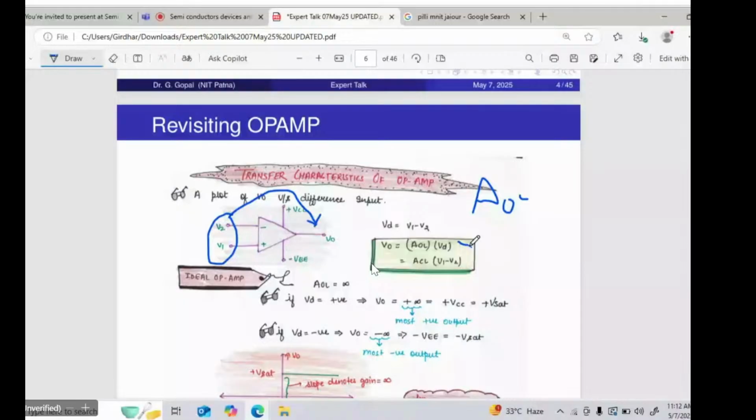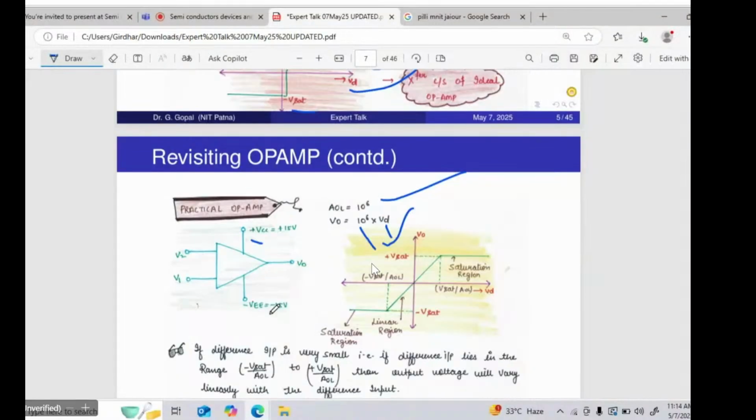So output voltage is open loop gain multiplied by the difference in input voltage, same circuit, and practically the saturation voltage is plus 15 volts and minus 15 volts. This is the practical transfer characteristic of the op-amp. This is very useful in designing of multivibrator. Why is this useful? Because this characteristic is divided into two regions, linear region and saturation region. Practically output voltage has two values, plus Vsat and minus Vsat.